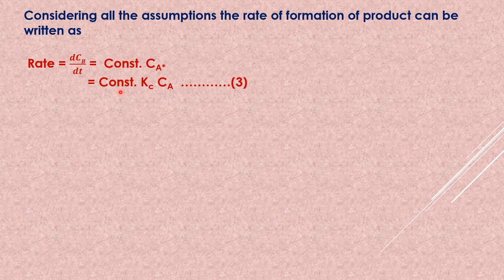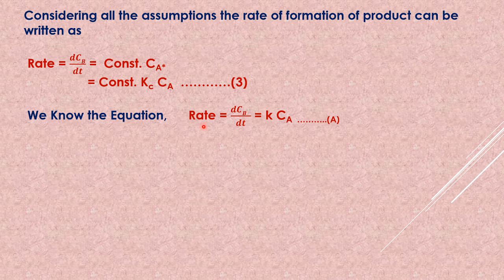That is, we can write the constant into Kc into the concentration of A. This activated complex will be written as Kc, the equilibrium constant, into Ca. We already know that the rate equation is rate equals d concentration of B divided by dt equals K into Ca. This is the rate for the original molecule, and this is the rate equation for the activated molecule.